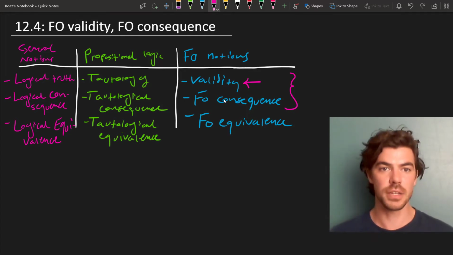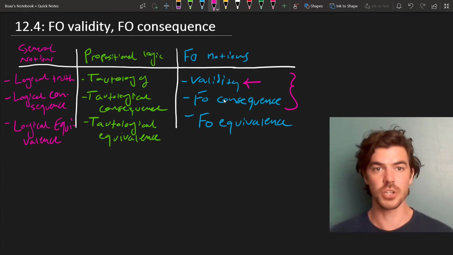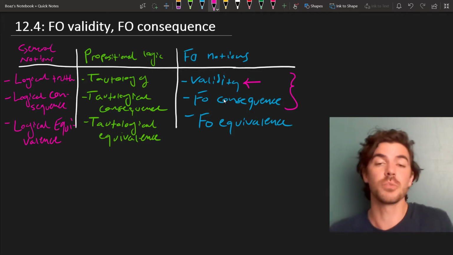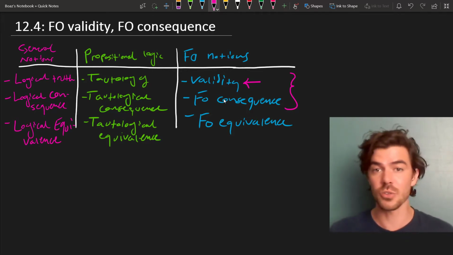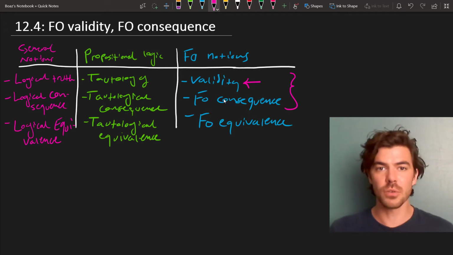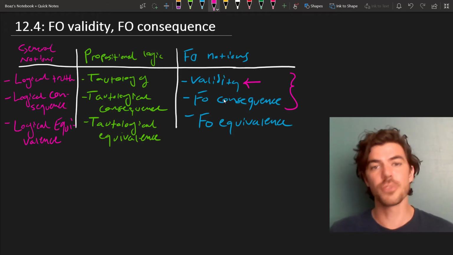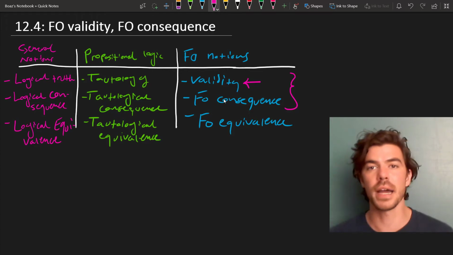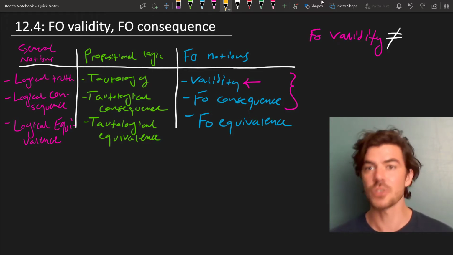Validity corresponds with the propositional logical notion of tautology, which corresponds with the general notion of logical truth. But we've also seen validity in the context in which it's used to describe arguments in which the premises can't be true without the conclusions also being true. Unfortunately, there's just this convention around using the term validity to describe the first order notion of what's roughly equivalent with tautology. We'll see some examples of these, but it just has to be borne in mind that FO validity is not the same thing as the validity of an argument.